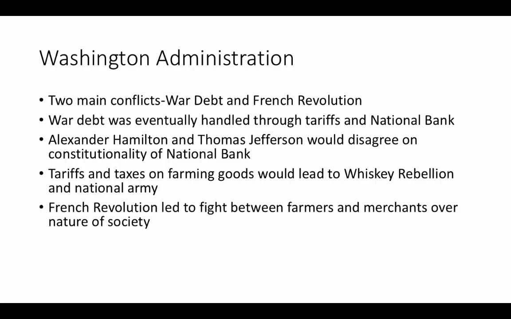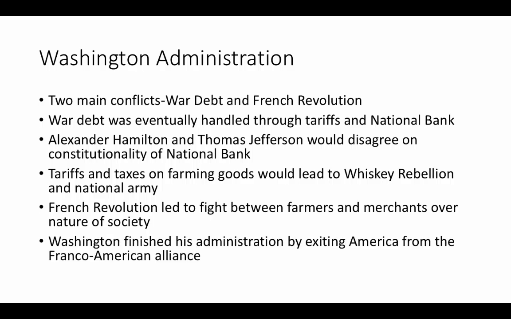The French Revolution also led to a fight between farmers and merchants over what kind of society we were going to have. And finally, Washington finished his administration by exiting America from the Franco-American alliance. And by doing that, he would establish this really important doctrine that would influence the rest of American history, the Neutrality Proclamation. So, what are the takeaways?